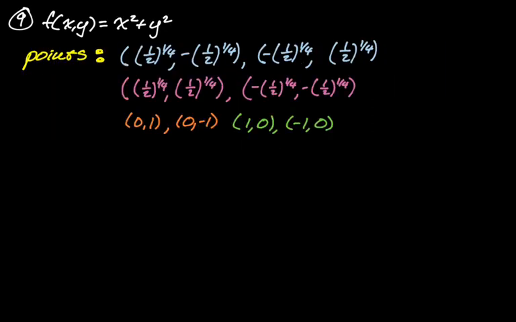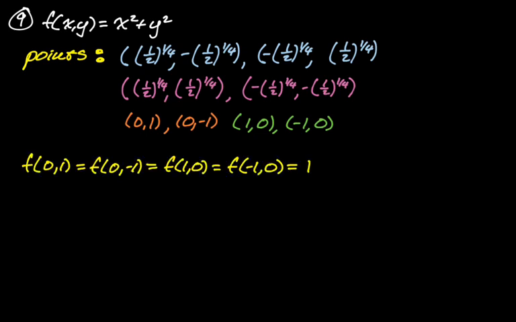Did I use a calculator? Maybe. You don't really need a calculator. You can actually do the work. But at 0, 1, 0, negative 1, 1, 0, and negative 1, 0, you just get 1 every time. You can see that. We're just plugging into x squared plus y squared. And then at our plus or minus, I'm just going to combine everything.